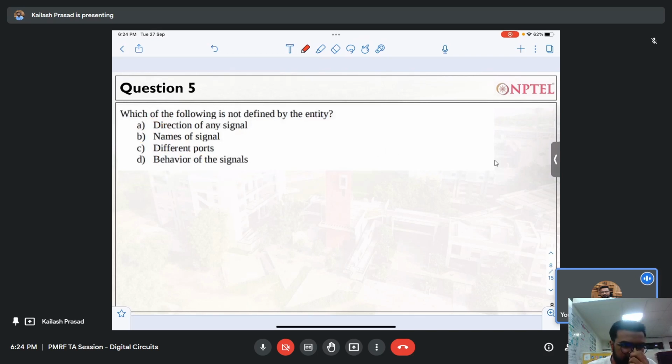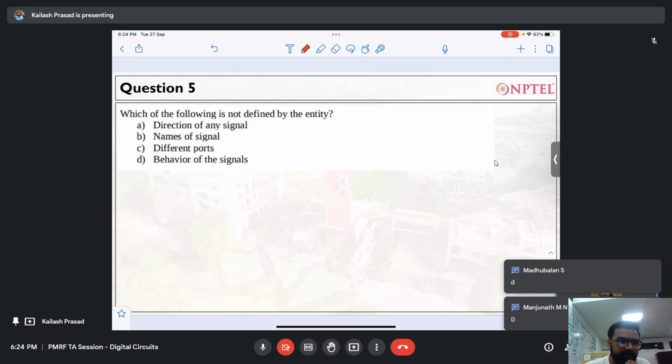Moving to question number 5: which of the following is not defined in the entity. I have discussed the entity, right? The question is which of the following is not defined in the entity. Madhubalan is saying D. Manjunath is also saying D.